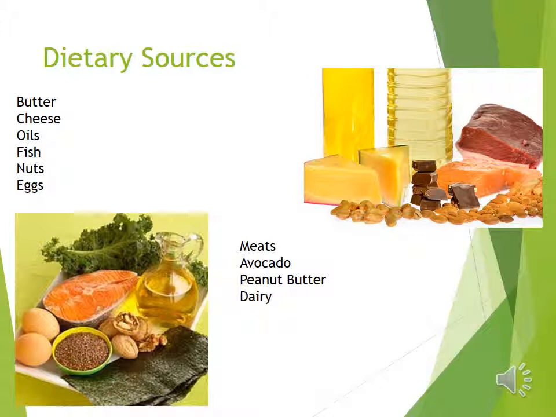Saturated and unsaturated fats are both essential in a diet. However, you need more of some than the other. These fats can be found in butter, cheese, oils, fish, nuts, eggs, meats, avocado, peanut butter, dairy.